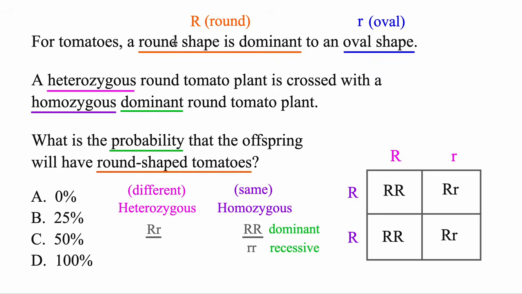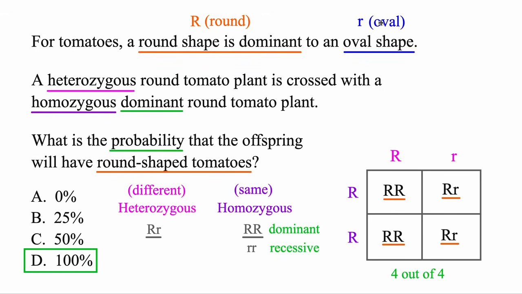But round shape, it's a dominant trait, so if they have a capital R, they're definitely round. So 1, 2, 3, 4. 4 out of 4 of them will have a round shape. Therefore, 100% of the offspring will be round-shaped tomatoes here.